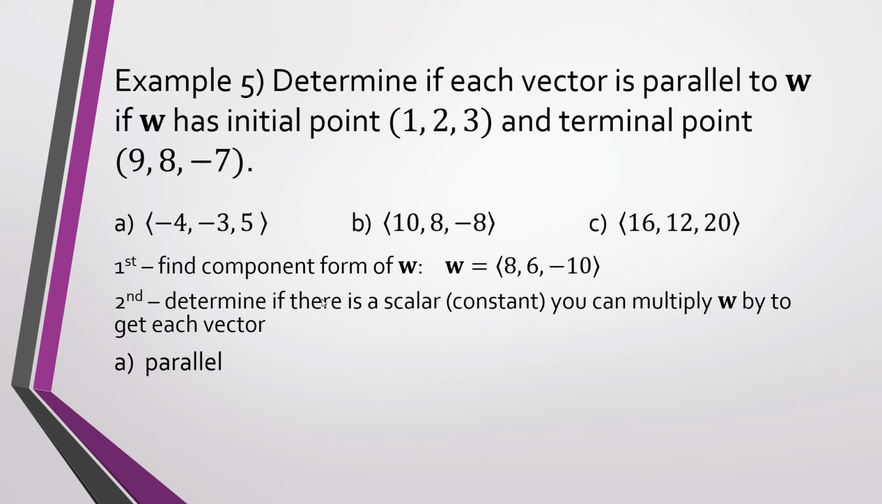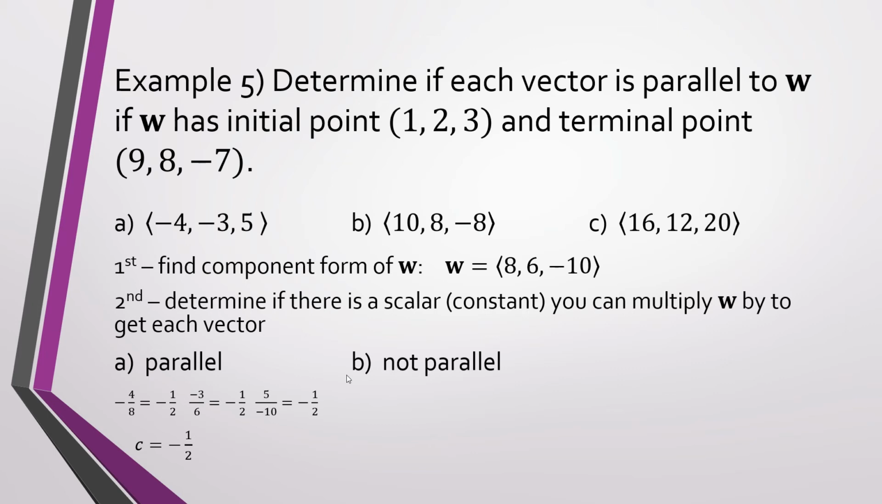It turns out that the vector here in part A is parallel, and we know that if you divide each of the components, so -4 divided by 8 is -1/2, -3 divided by 6 is also -1/2, and 5 divided by -10 again gives us -1/2. So if we were to multiply vector w by -1/2, we would get the components in this vector here, which means they're parallel. And that constant c is -1/2.